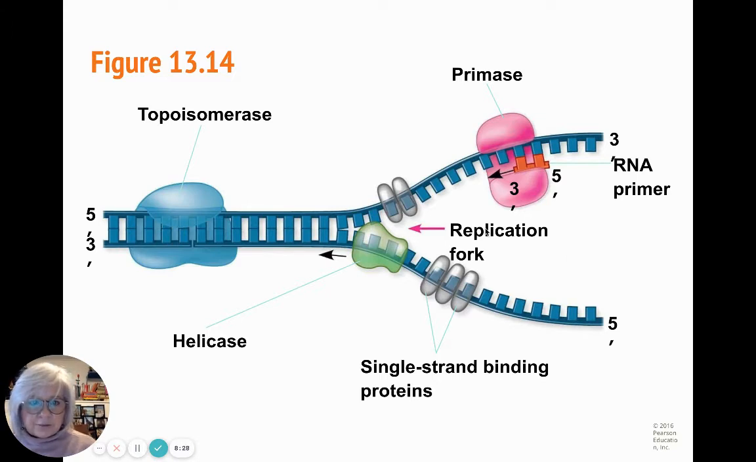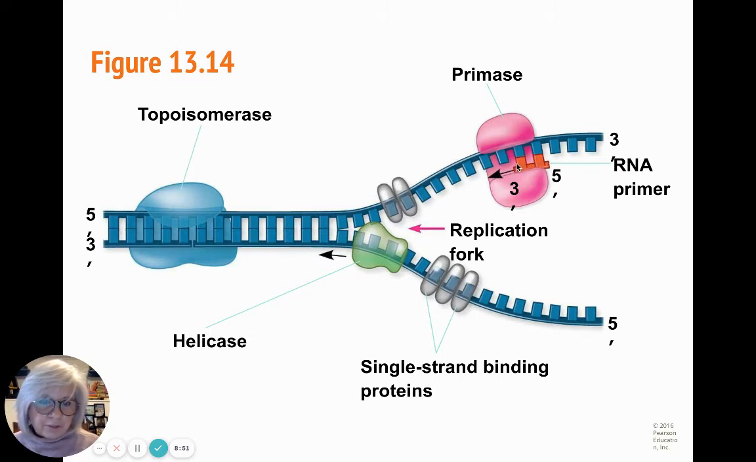And then the last sort of getting-everything-started enzyme we need is called RNA primase, or just primase, and it makes an RNA primer. And this is an important little feature about the enzymes that evolved to copy DNA. So the enzyme that we're going to talk about in a minute is called DNA polymerase, and DNA polymerase requires a little something to hang on to.